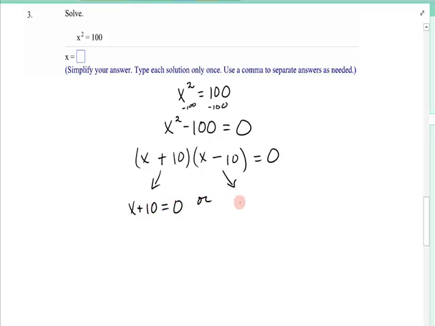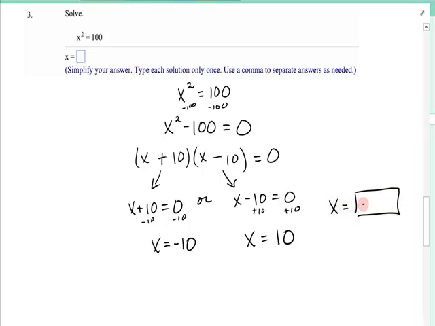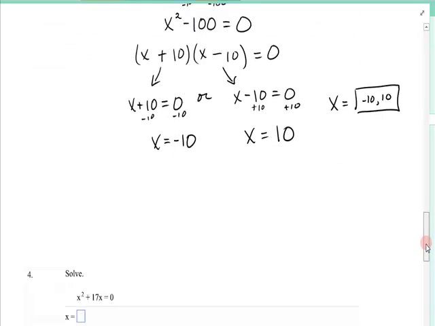Now, if the product is 0, then one of the factors must equal 0. So either x plus 10 equals 0 or x minus 10 equals 0. Subtract 10. X is -10, or add 10. X is 10. So in math lab, -10, +10. 2 answers for a quadratic.